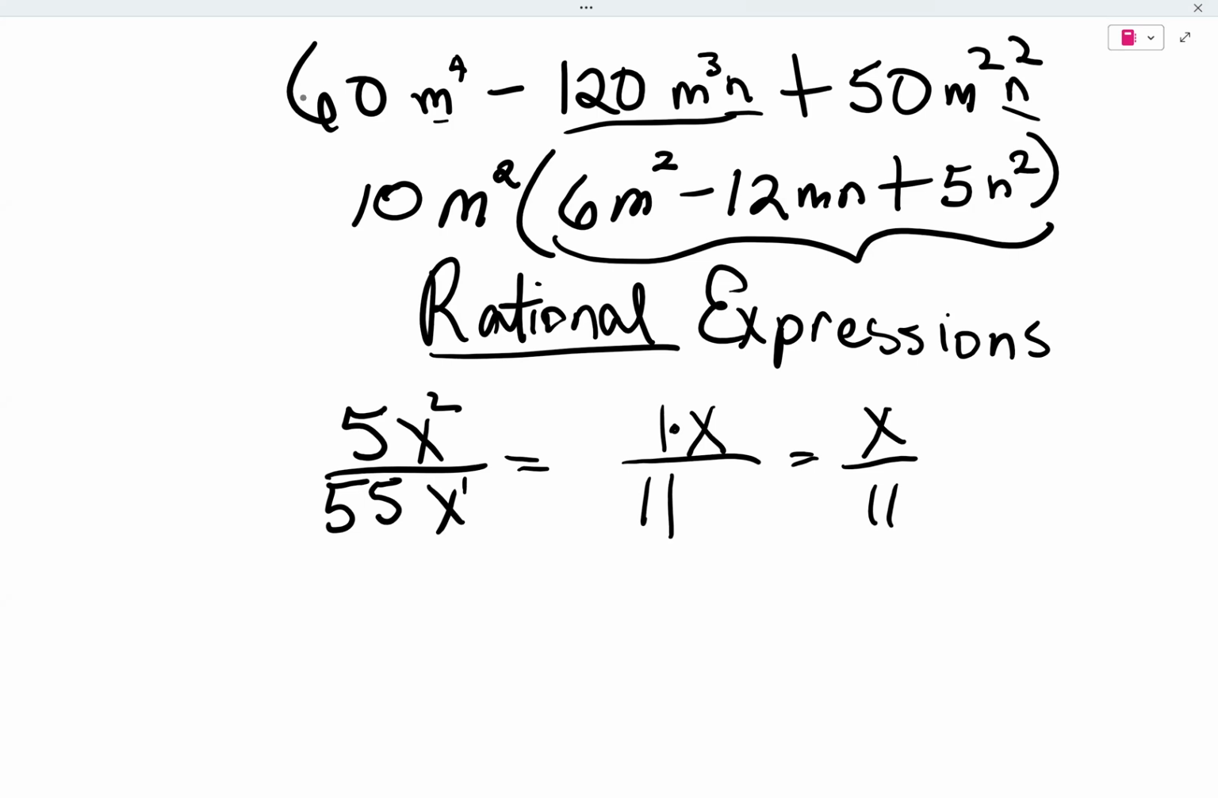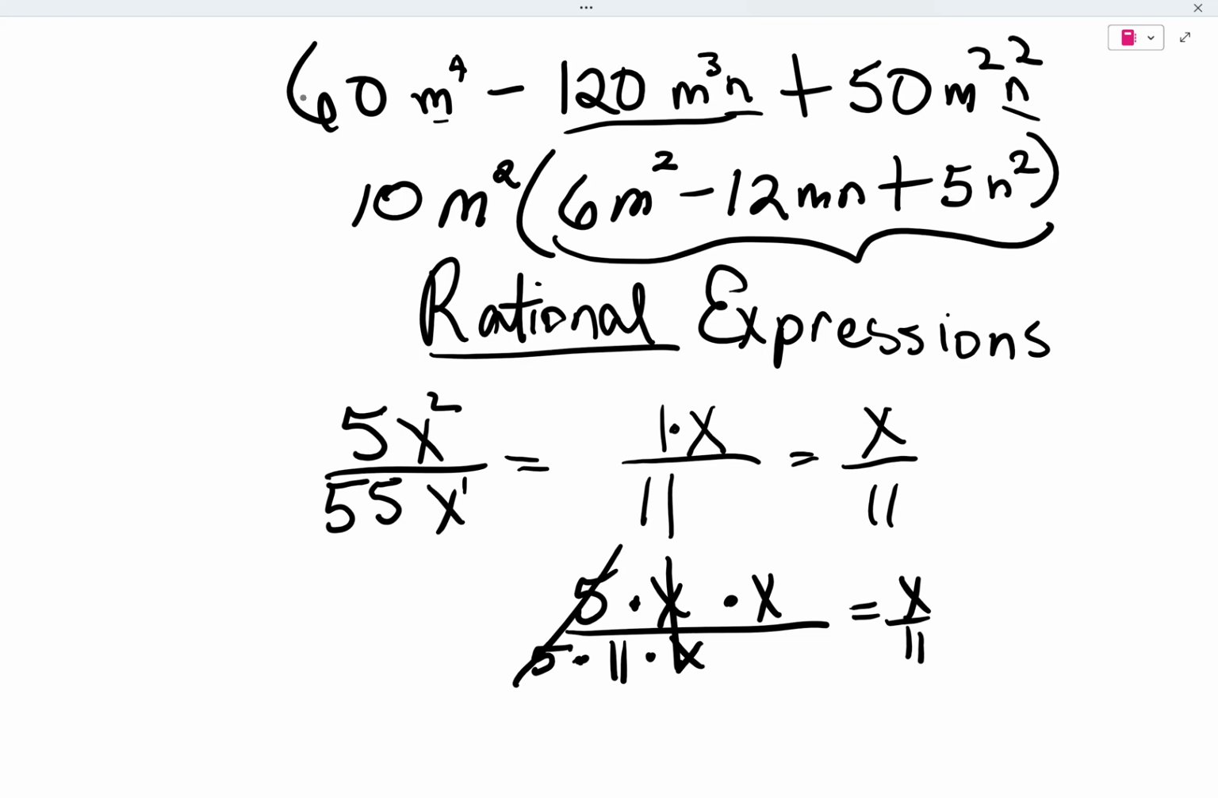If you have trouble seeing why that is, remember that if I am looking at this in terms of 5 times x times x, this is over 5 times 11 times x. So the 5s will cancel, the x's cancel. And that's how you end up with x over 11. Make sense? Yeah. You okay with that? All right. Yes. Let me give you a little bit more challenging one.